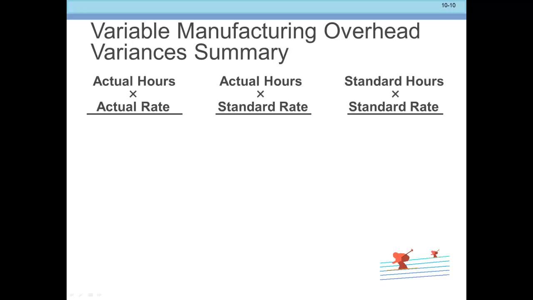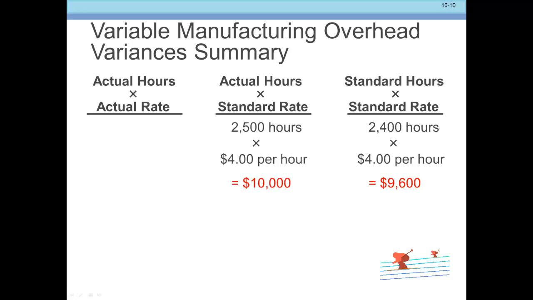First step is to set up our table: actual hours times actual rate, actual hours times standard rate, and standard hours times standard rate. The standard hours of 1.2 hours per parka times the 2,000 parkas produced gives us 2,400 labor hours that will be used to apply the variable overhead. Then times the standard cost of $4 gives us $9,600. The actual hours consumed to make the 2,000 parkas was 2,500, times the standard rate of $4 per hour gives us $10,000.